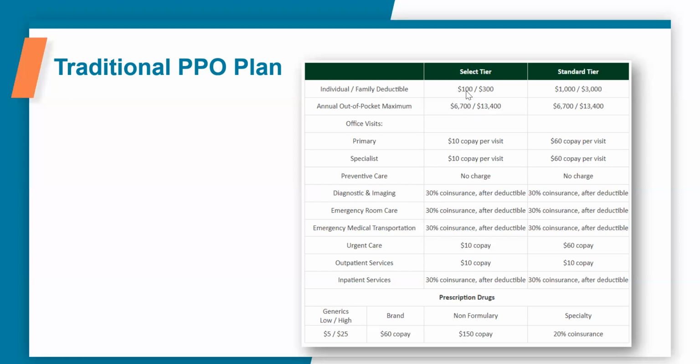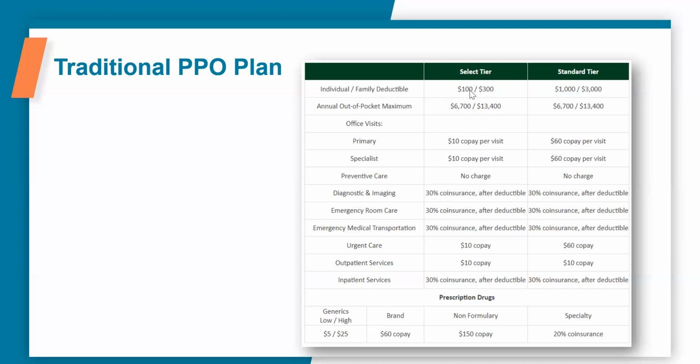And so what will happen is you as the member will be responsible for, let's say, for example, the diagnostic costs $800. You would be responsible for paying 100 because that is your deductible. Then your insurance kicks in on the remaining 700. So you would pay 30% of the remaining $700 after you've already paid your deductible. So the deductible is the first thing that you will have to pay for any covered services before your insurance kicks in.